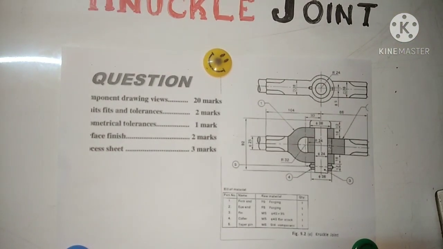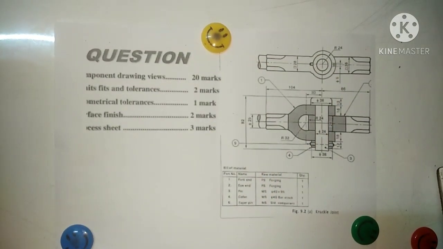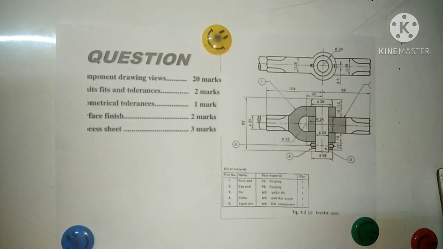It is similar, they give the assembly. The assembly is given here. The moment you see that this is a knuckle joint, then what you have to draw? It's a component drawing you have to write. Then you have to write the fits and tolerances. Then you have to write the geometrical tolerances. Then you have to write the surface finish. Finally the process sheet. These are the questions that will be covered.